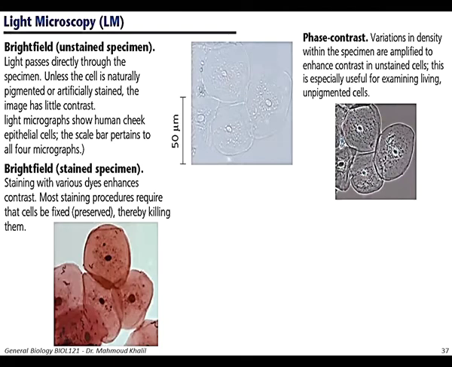Another type of light microscope is called the phase contrast microscope. With this type of microscope, you can actually see viable cells. The technology behind phase contrast is that the light passes through and uses variation of density between structures in the cell to enhance the difference. You can see that the figure is sharper than the figure from the unstained specimen. Usually we use the phase contrast microscope for seeing living cells.